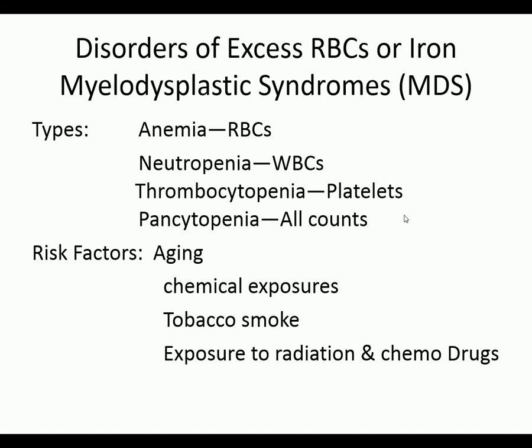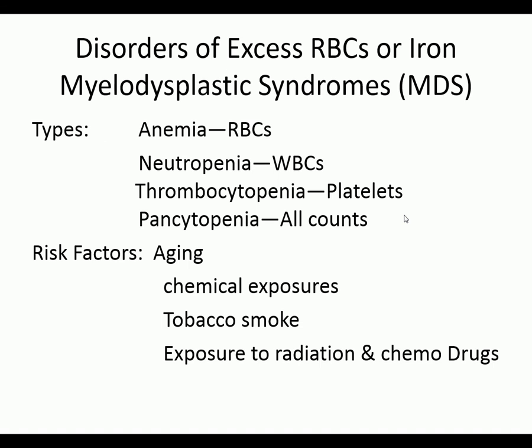The last disorder of excessive red blood cells or iron is your myelodysplastic syndrome, or MDS. You'll have several types. Anemia is going to be your red blood cells, neutropenia is your white blood cells, thrombocytopenia is your platelets, and pancytopenia is all counts that you're going to see affected. Risk factors are your aging, chemical exposure, tobacco smoke, and excessive radiation and chemo drugs.